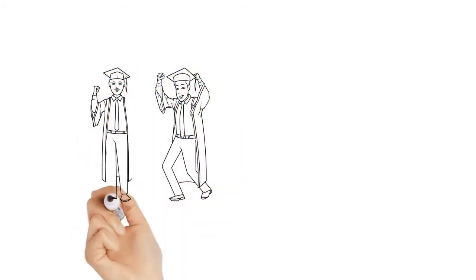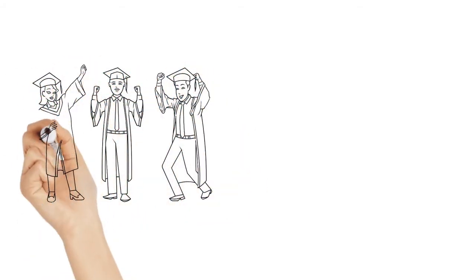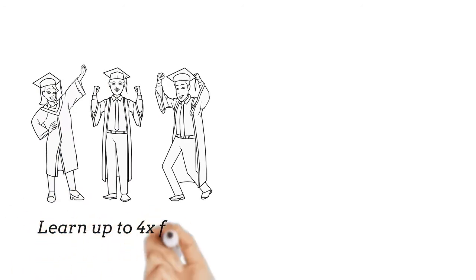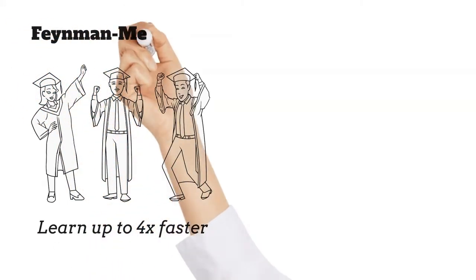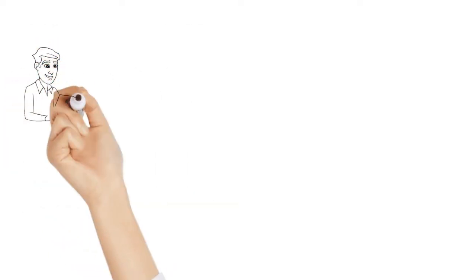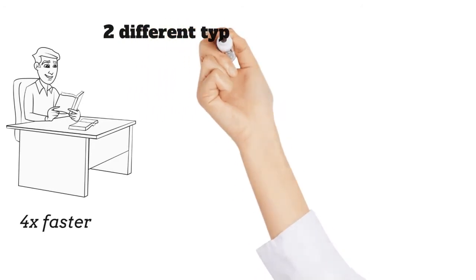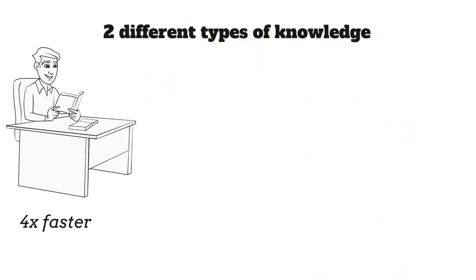Many students wish they could memorize complex subjects faster and better. But how can you learn up to 4 times faster than with conventional learning methods? This is exactly where the Feynman method comes in, which is supposed to enable us to learn new things 4 times faster. To understand how the Feynman method works, we need to distinguish between different types of knowledge.